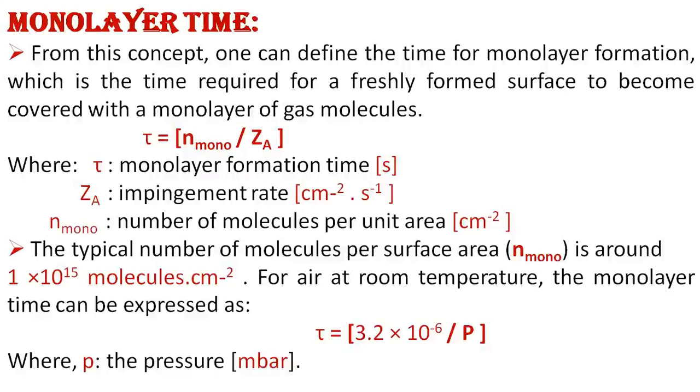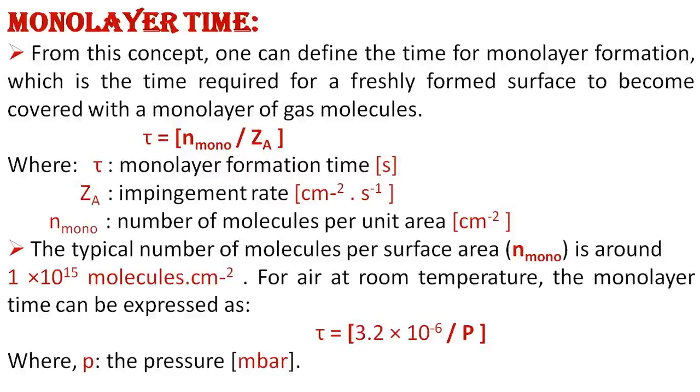So it is the impingement rate. So it is the monolayer formation time. N mono is the number of molecules per square centimeter, the typical number of molecules on the surface. N mono is around 1 into 10 raised to 15.